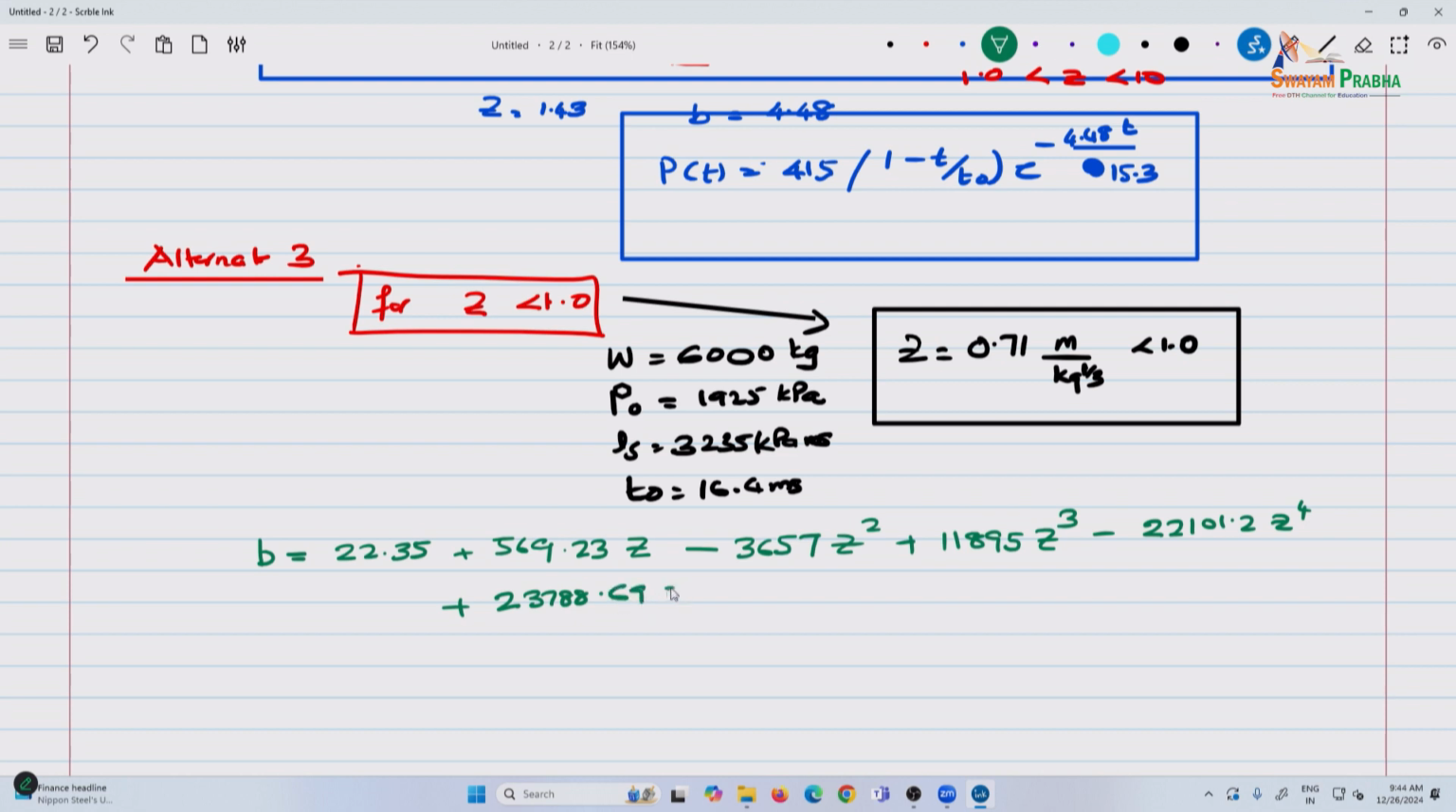23788.69 z power 6. Then it is plus, there is another one, plus 3283.57 z power 7. No, I'm sorry. This is 23899 z power 5, and there is minus 13737.9 z power 6. So that is 1, 2, 3, 4, 5, 6.